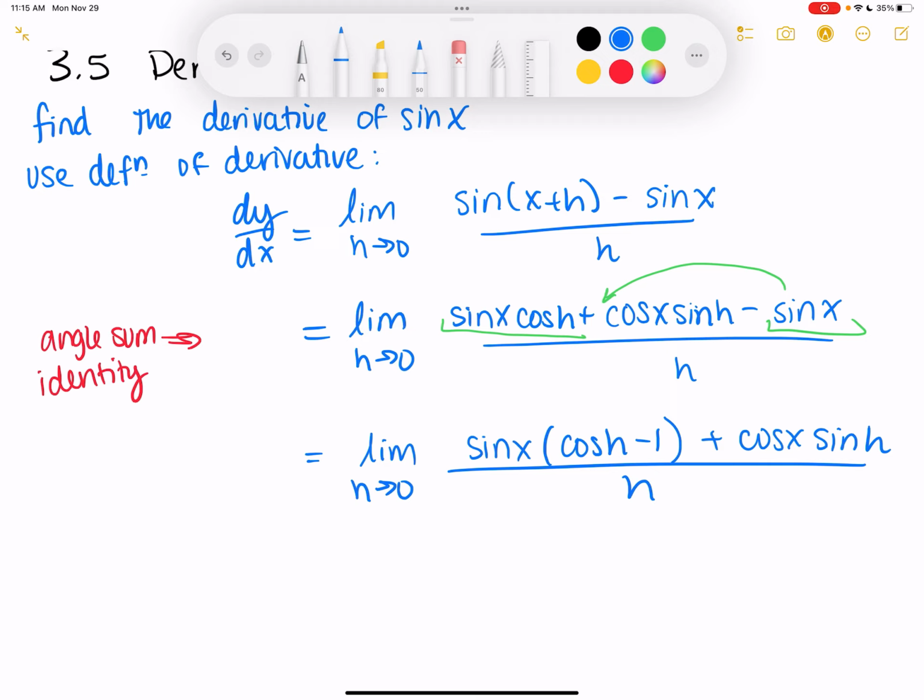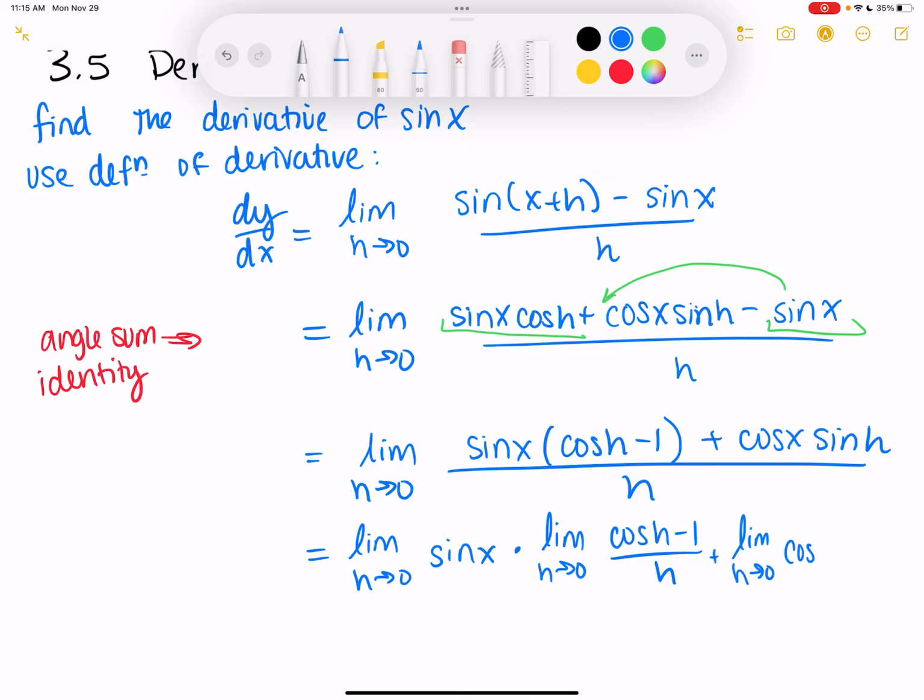Now, my properties of limits say that I can break this up into pieces. So it's going to give me the limit as h approaches 0 of the sine of x times the limit as h approaches 0 of the cosine of h minus 1 over h, plus the limit as h approaches 0 of cosine of x times the limit as h approaches 0 of the sine of h over h.